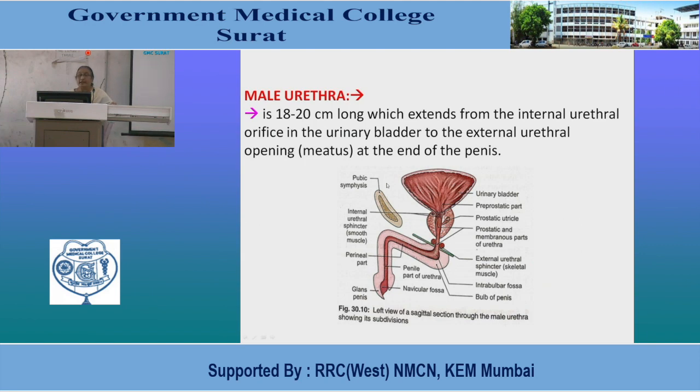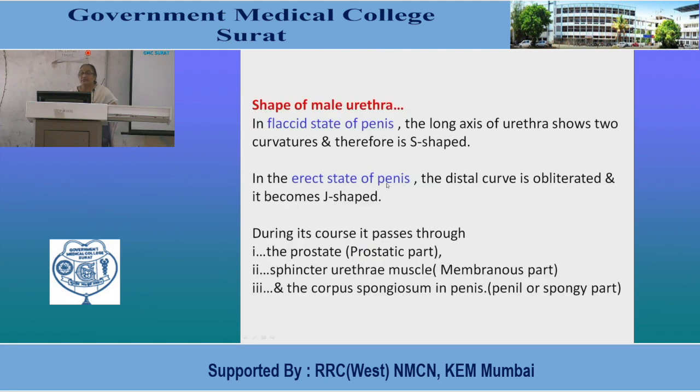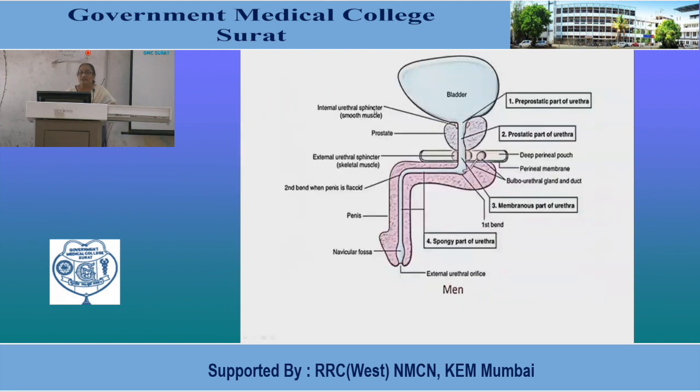Now in the given diagram you can see the internal urethral sphincter, right? So this is the prostate part. So this whole is called the male urethra. The male urethra travels through the substance of the prostate, which is called number 1, the prostatic part of the urethra. Above that is called the pre-prostatic part of the urethra.